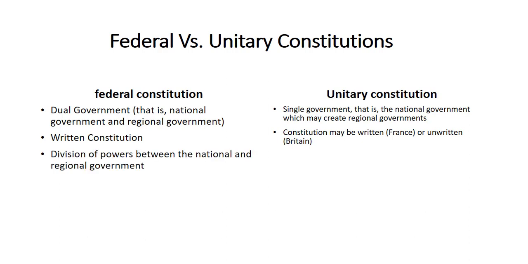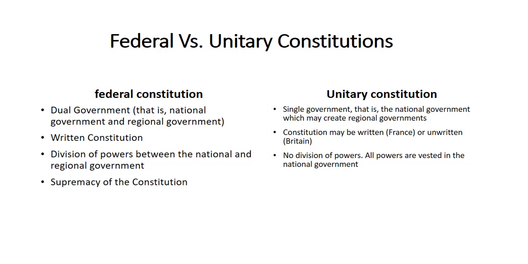In a federal constitution, there is a division of power between the national and the regional government, that's clear. In a unitary constitution, there is no division of power. More than 90% of the power resides in the hand of the president or in the center. All power is vested in the national government. Supremacy of the constitution is mainly emphasized in the federal government, whereas in unitary constitutions, the constitution may be supreme, just like Japan, or may not be supreme, just like Britain.